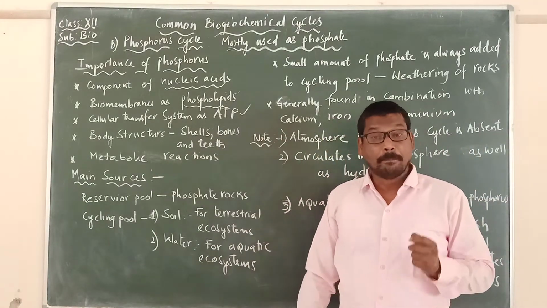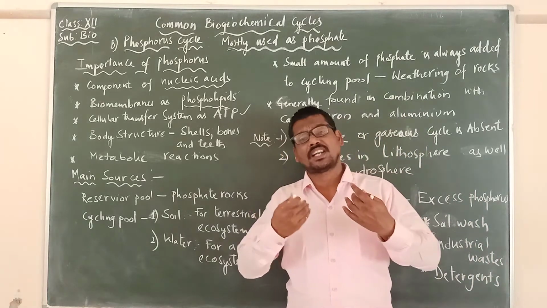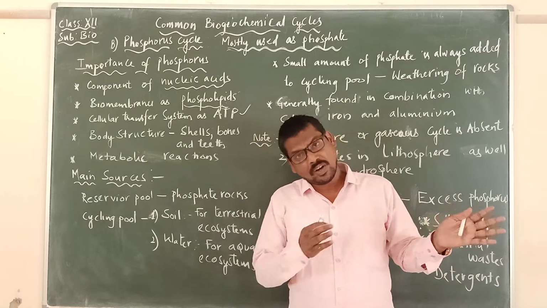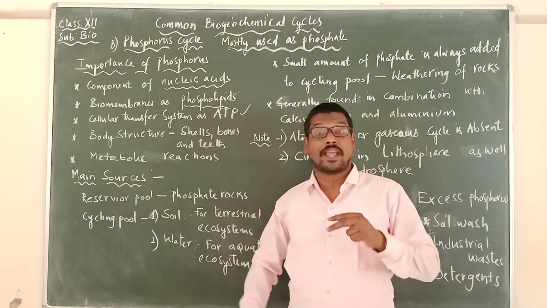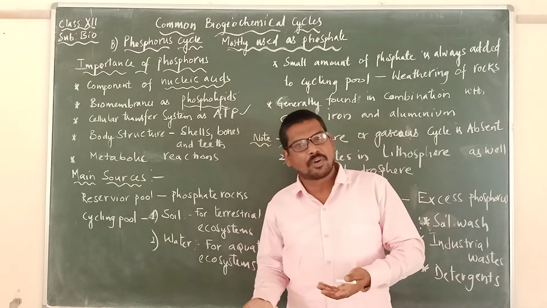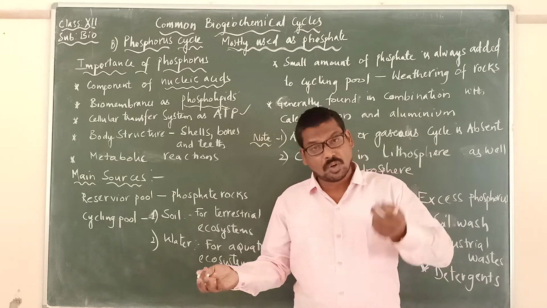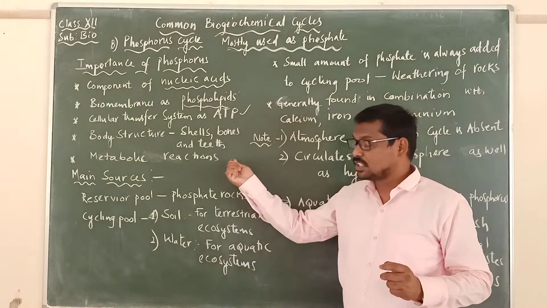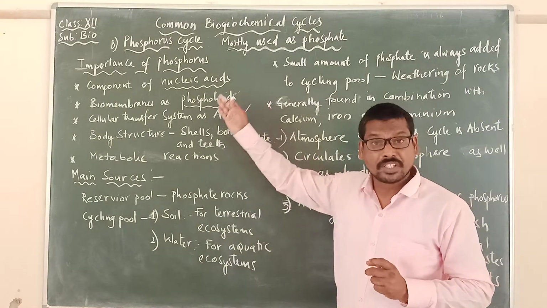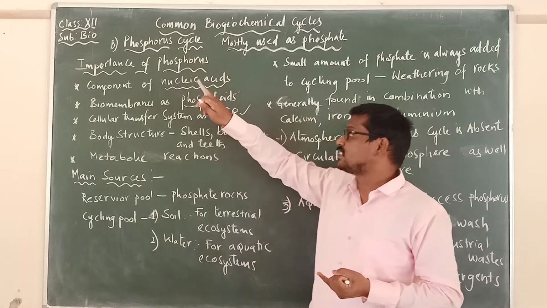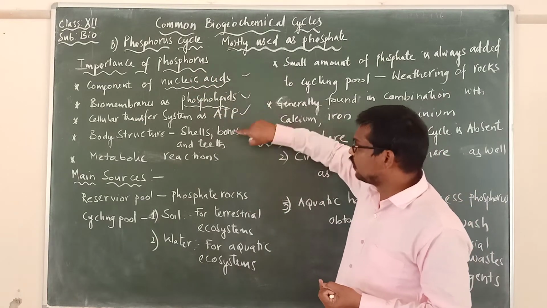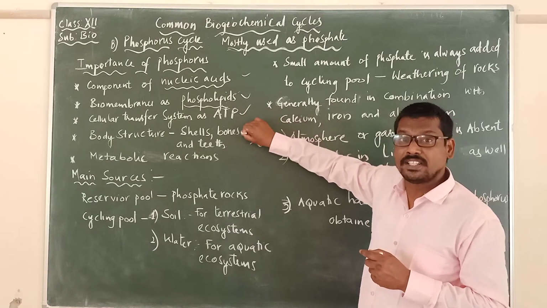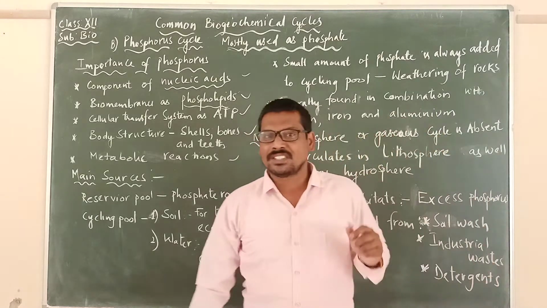Metabolic reactions: the sum total of all the reactions that are taking place in our body are called metabolism, anabolism, catabolism we say. So the end product in the metabolic reactions is what? Energy. So food will be undergoing metabolic reactions to release energy. So in the formation of energy also phosphorus is very important. Please remember the importance of phosphorus: it is a component of nucleic acids, of phospholipids, in the formation of ATP, the cellular transfer system, in shells, bones and teeth, and also in the metabolic reactions.